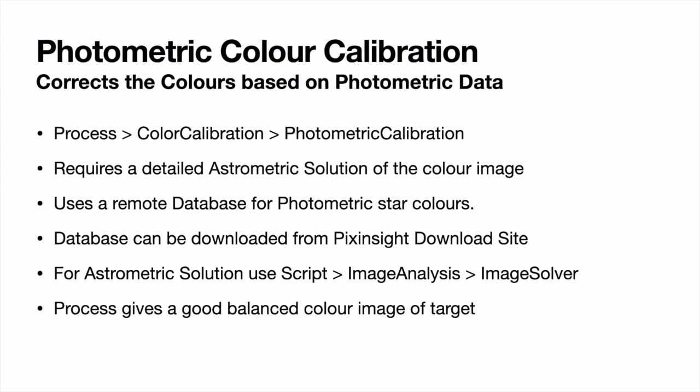It uses a remote database, so you need to be connected to the internet to get the data on the photometric star colours. If you don't have an internet connection, you need to then download the databases. You can go to the PixInsight download site where you can get the files, and there's detailed instructions of how and where to download them to and to get them working on your system. This process gives a good balanced colour image of the target.